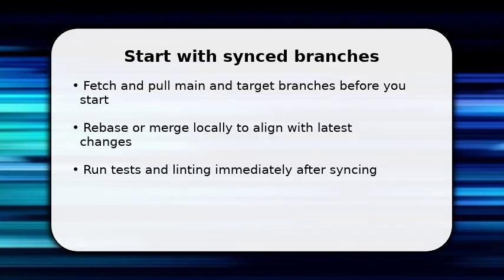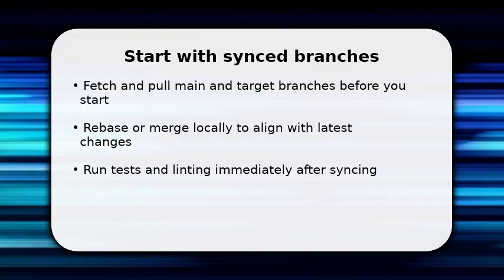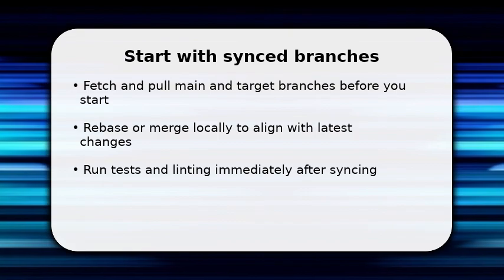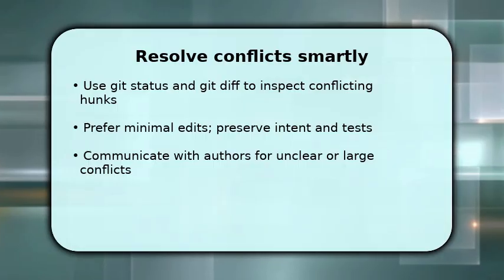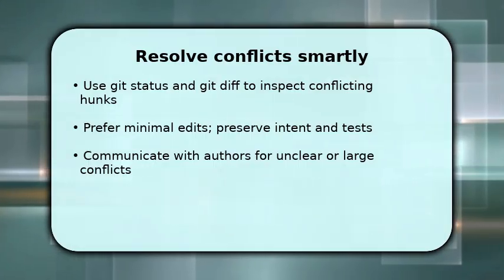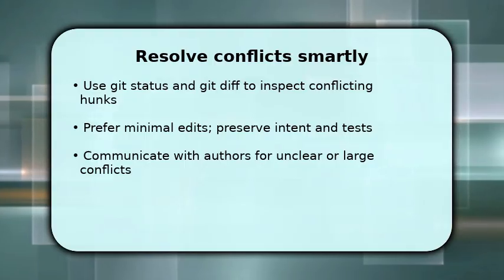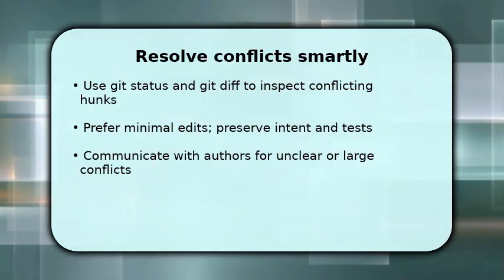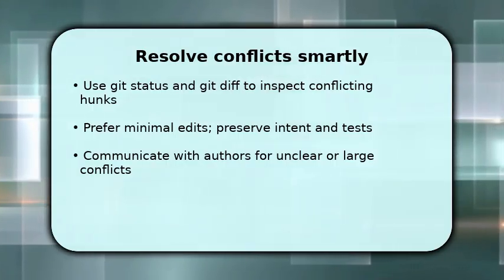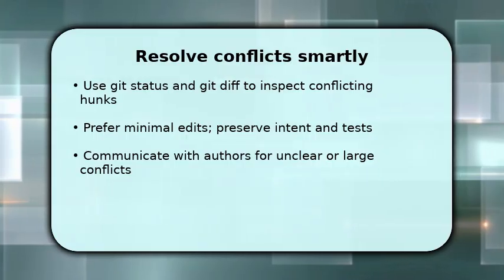That saves time. If you find trivial style differences, fix them in a small commit so reviews stay focused on logic. You tackle conflicts by inspecting hunks with git status and git diff before editing. Understanding intent prevents accidental regressions. Once you see the conflicting lines, prefer minimal edits that preserve original intent and existing tests, because heavy rewrites hide bugs. Use git add and continue after resolving each file.